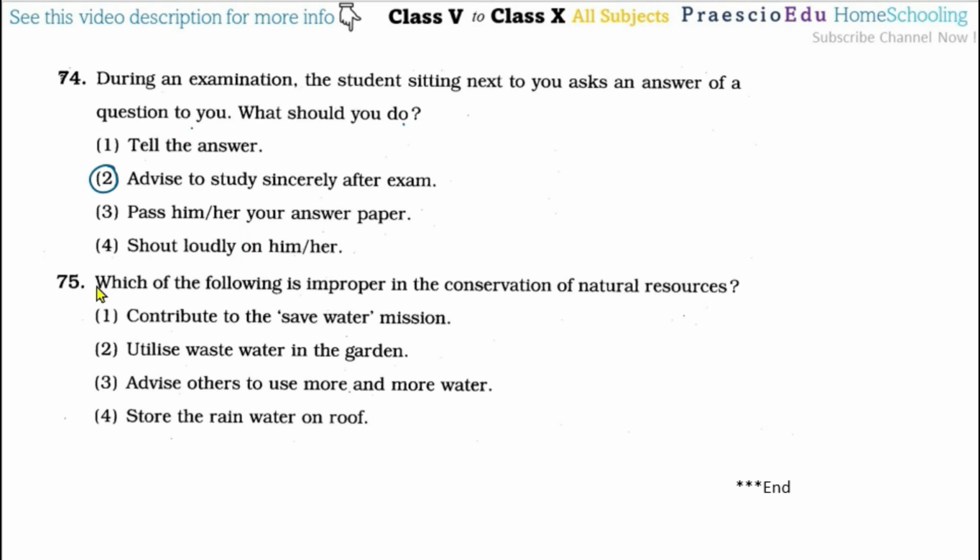Then question number 75. Which of the following is improper in the conservation of natural resources? For this one, option number 3 is the correct one, which is to advise others to use more and more water. Okay, thank you.